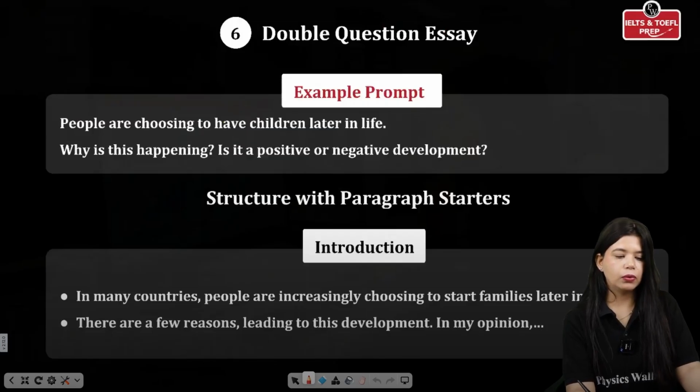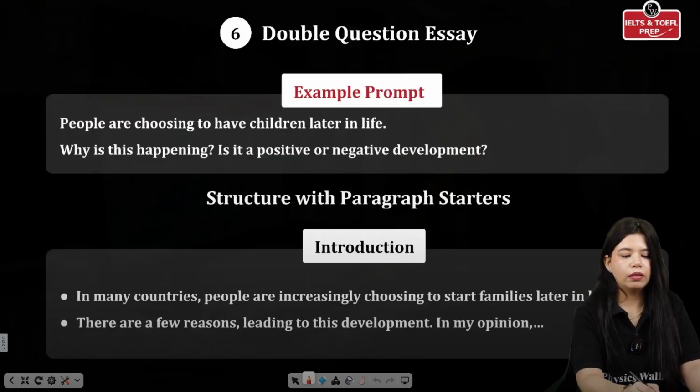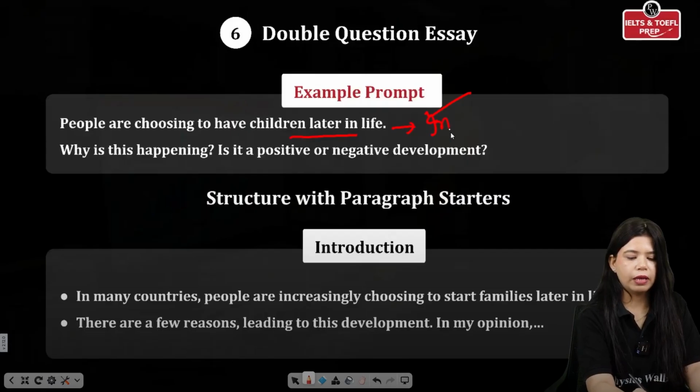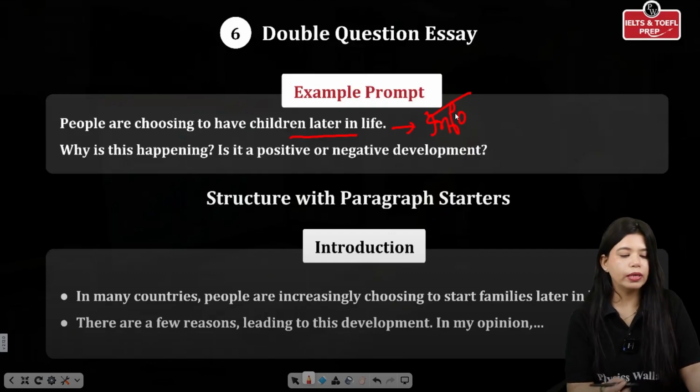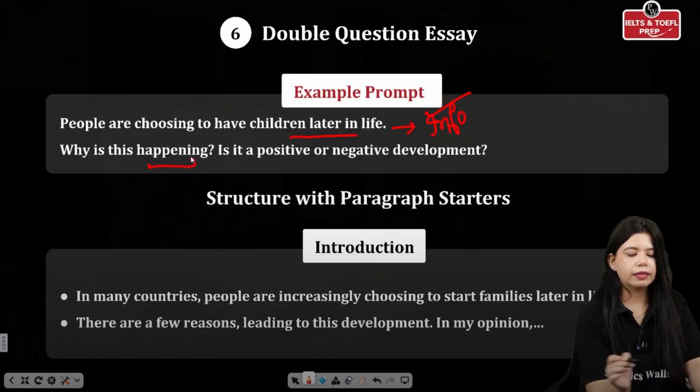Moving on, then you can also be given a double question essay. So here the prompt can look like this. People are choosing to have children later in life. First, you are given some information, and after that information, you are being asked 2 questions. Number 1, why is this happening?